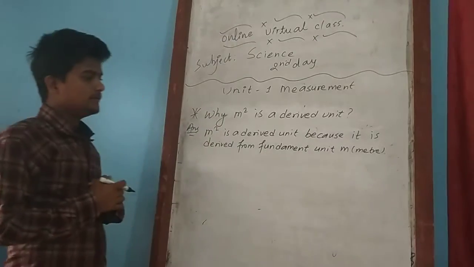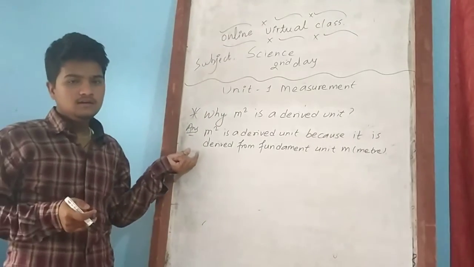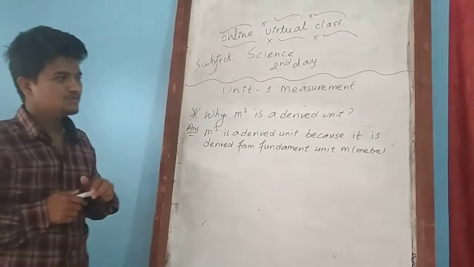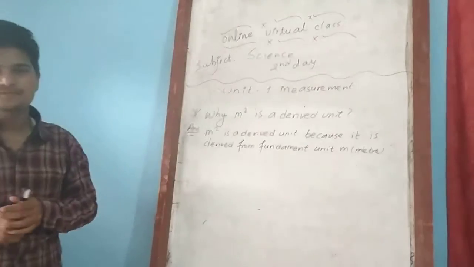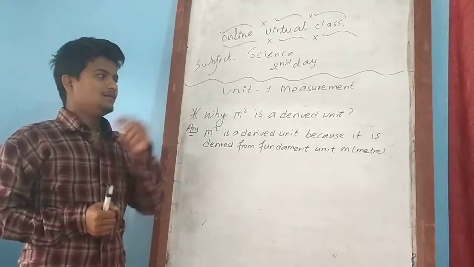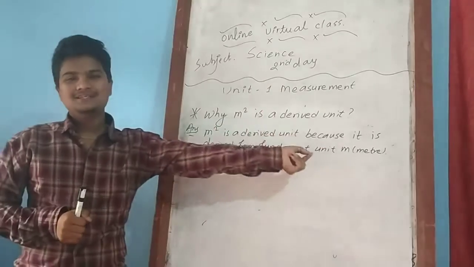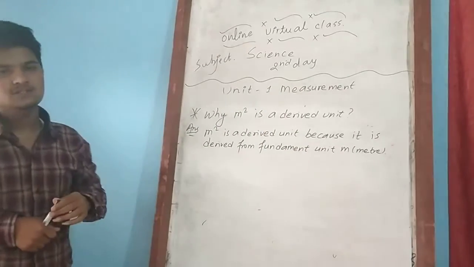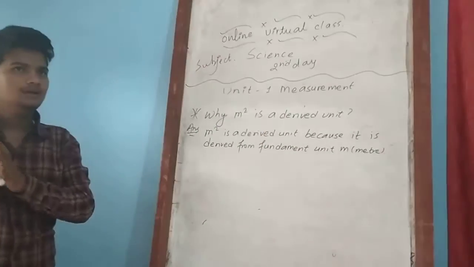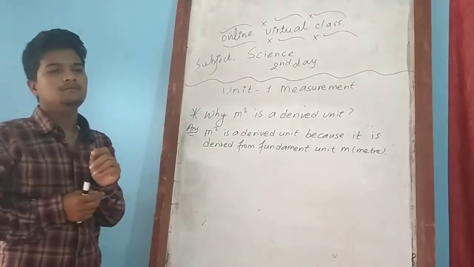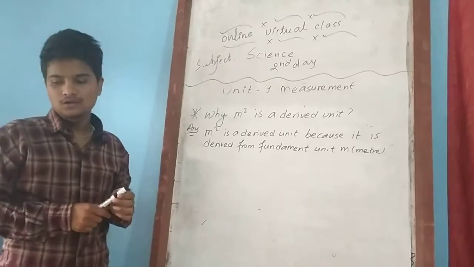Why meter cube is a derived unit? Why is Pascal a derived unit? Pascal means Newton per meter square. It is derived from two different units, meter and another unit.